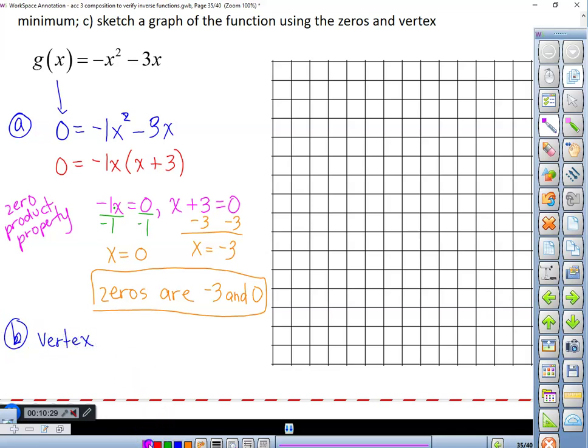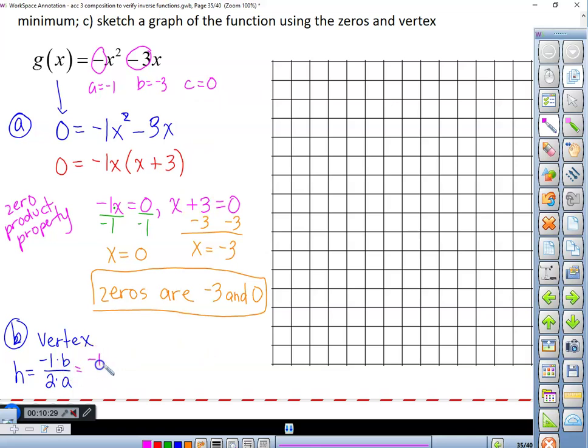All right, so for our vertex here, we are going to have to calculate h, which is negative 1 times b divided by 2 times a. So back up here, our a would be negative 1, represented by that negative sign. Our b is the coefficient of x, so that's negative 3. And there's no constant added or subtracted, so we know that means c is 0.